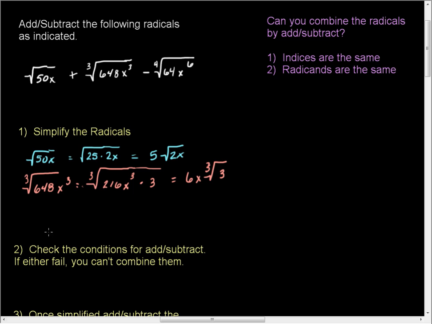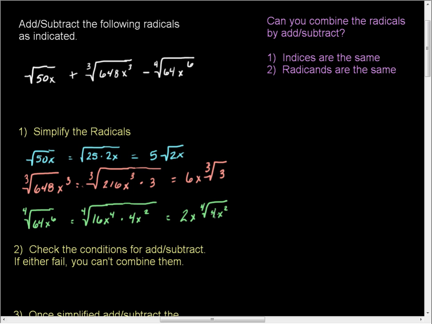Finally, we have our fourth root of 64x to the 6. Now the perfect fourth power that goes into 64 is 16, and so we're going to rewrite this as the fourth root of 16x to the fourth times 4x squared. And now we can go ahead and simplify that. The fourth root of 16 is 2. The fourth root of x to the fourth is x. And then we have the fourth root of 4x squared.